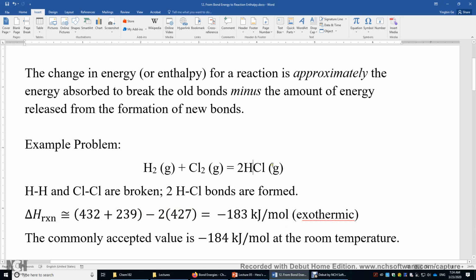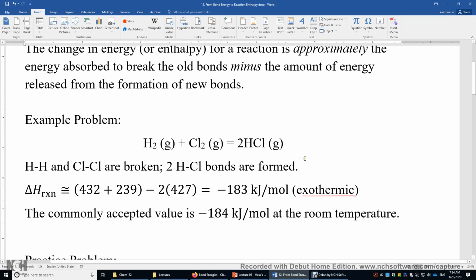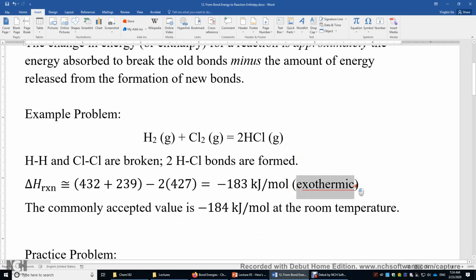We take the difference, and we get a negative number. Overall, the reaction is exothermic. The reaction releases heat. The enthalpy of two HCl molecules is lower than the sum of the enthalpy of H2 and that of Cl2. The commonly accepted value is negative 184, so this approximation is not too bad.